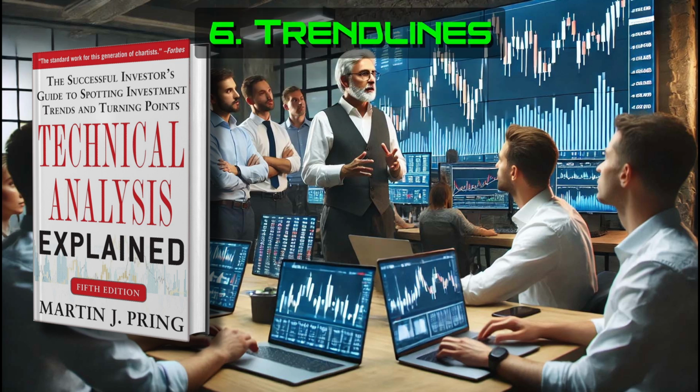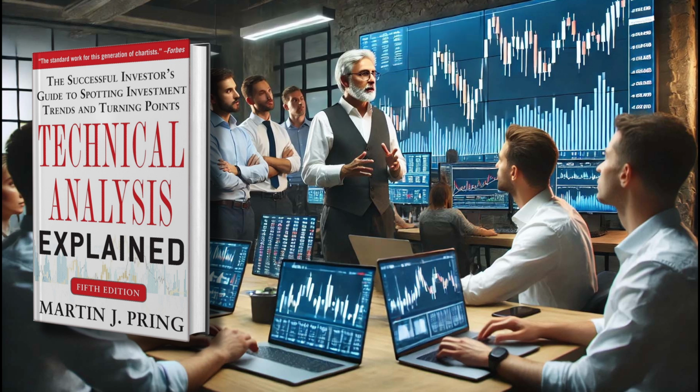Chapter 6, Trend Lines. This is where you start seeing the market's heartbeat. Trend lines help you understand the direction and strength of price movements. Pring shows you how to draw them with precision and interpret what they really say about investor sentiment. A must-know skill for timing your trades like a pro.